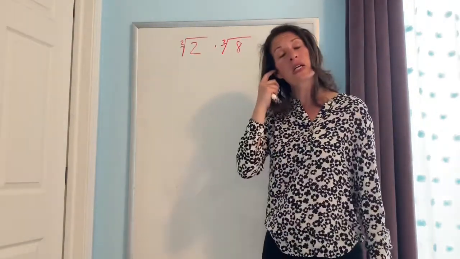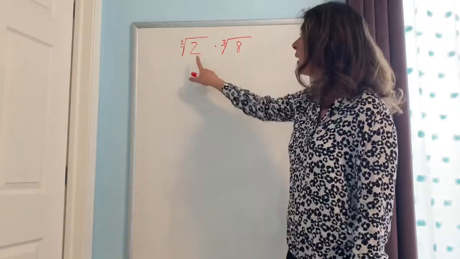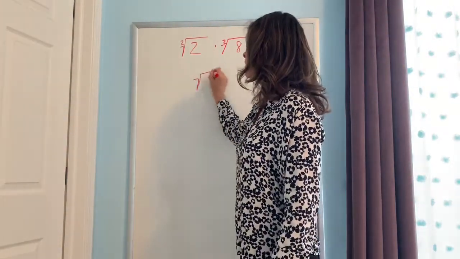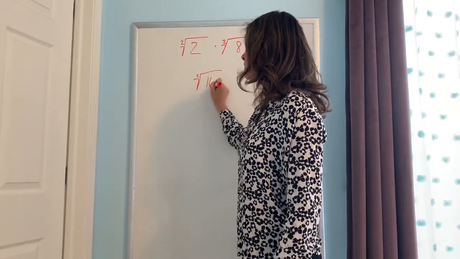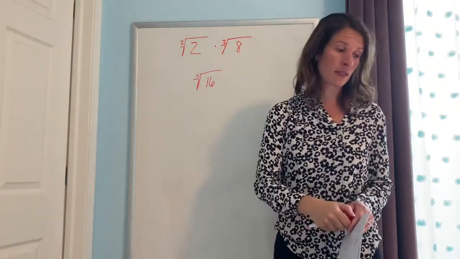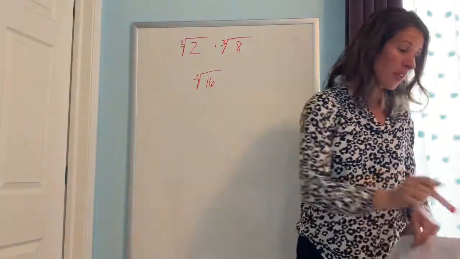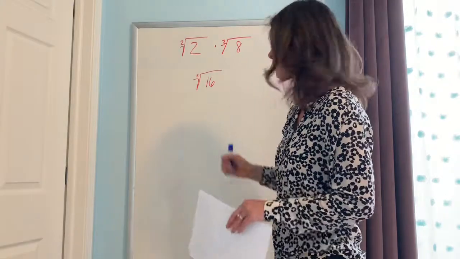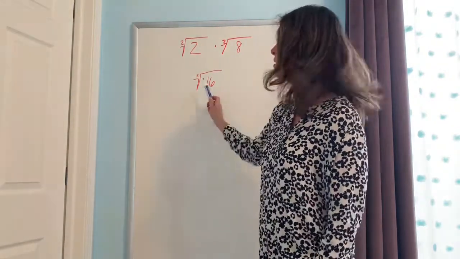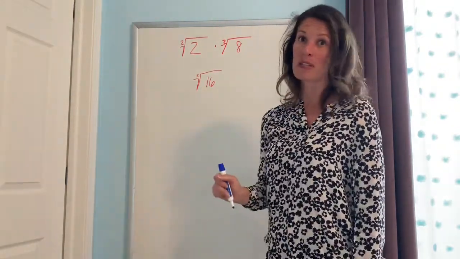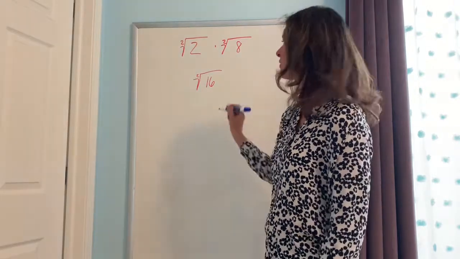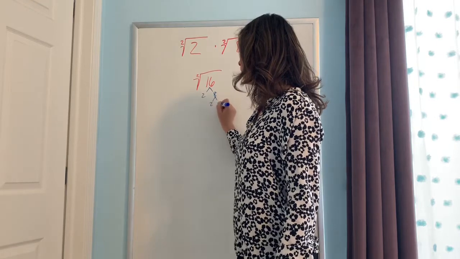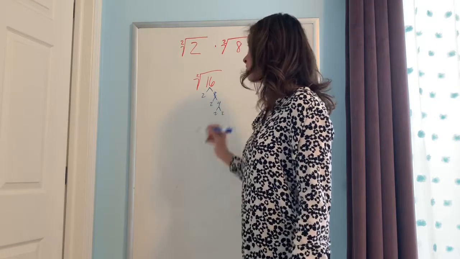All right, let's look at number 4. I have the square root of 2 times the square root of 8, which is going to give us the square root of 16. 2 times 8 is 16. Then I need to break this down. So I'm going to prime factor it. The other thing that you could do is know what the square root of 16 is or plug it into your calculator, but I'm going to prime factor it for you. So 2 and 8, 2 and 4, 2 and 2.